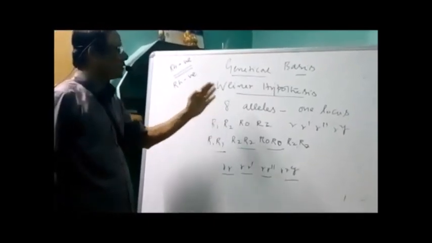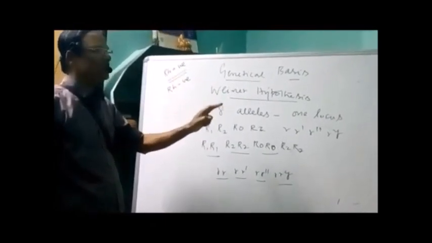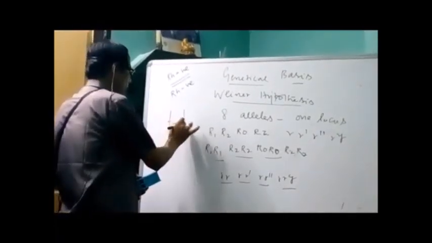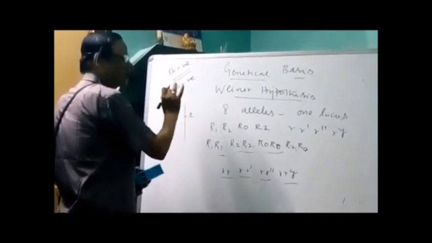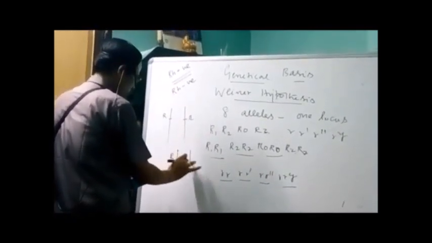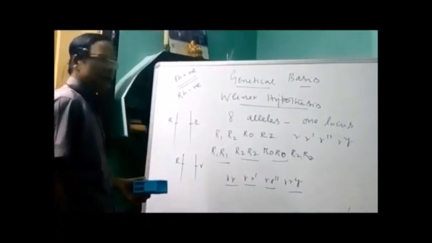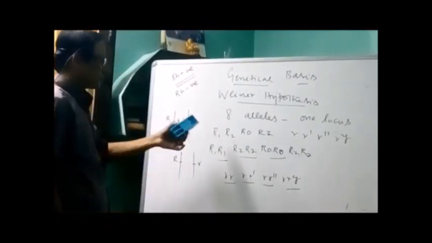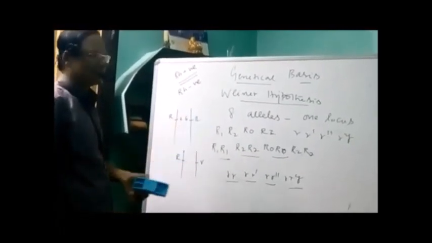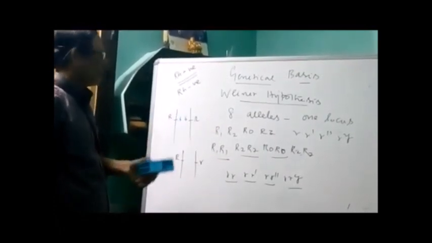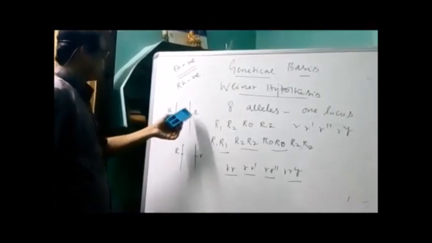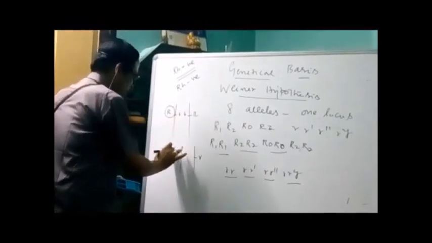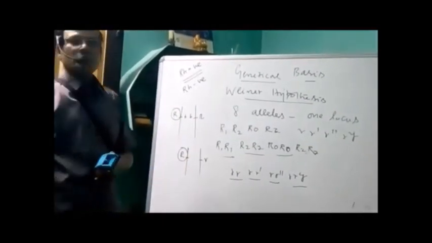Here, according to Wiener, there are 8 alleles, and all 8 alleles are found in one locus of different individuals. Suppose, for example, I am taking one individual: one locus, here R, or in the case of heterozygous condition, R with r. So we have all the alleles at the same locus. Either R1, R2, R0, Rz, or r, r', r'', ry are all present in the same locus. This is homozygous condition, this is heterozygous condition. In all cases, when one capital R is present, it is expressed, so that we get the antigen.